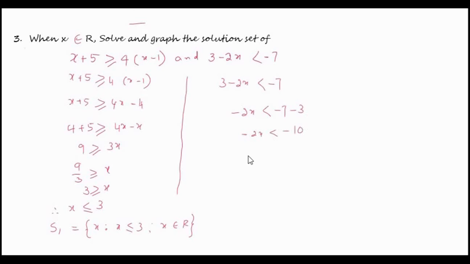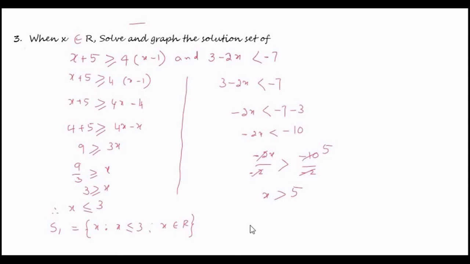Now dividing both sides by -2. -2x divided by -2, and -10 divided by -2. The less than sign becomes greater than because we are dividing by a negative number. So -2 cancels, and this is 5. So x is greater than 5. This is the solution for the linear inequation 3 - 2x < -7.